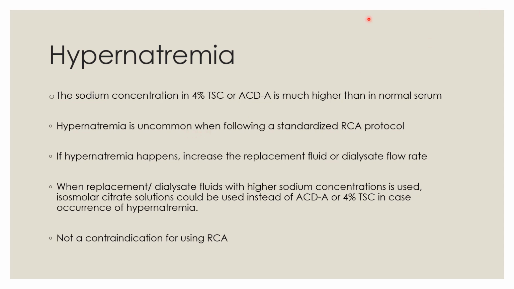If hypernatremia occurs during regional citrate anticoagulation, blood sodium concentration can be reduced by increasing the replacement fluid or dialysate flow rate to allow more sodium clearance through the semi-permeable membrane. There is generally no need to reduce the citrate flow rate or adjust sodium concentration in the replacement or dialysate fluid. However, the uncommon occurrence of hypernatremia during RCA is based on the relatively low sodium concentration in replacement fluid, meaning in the range of 110.